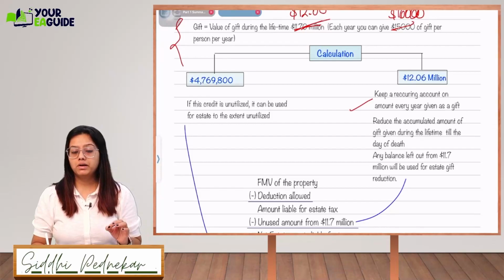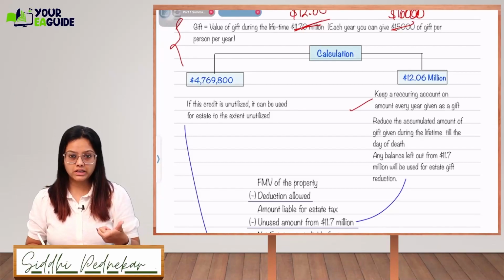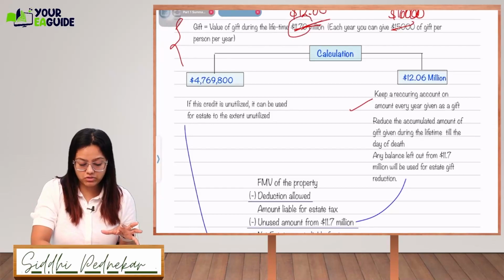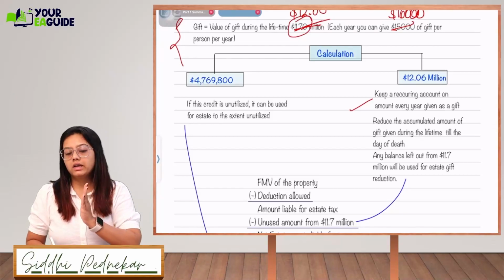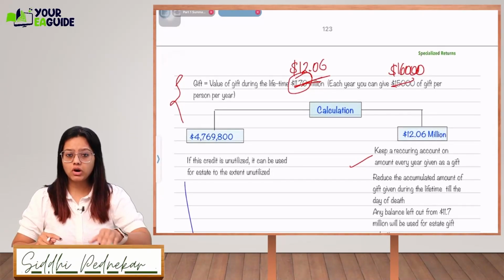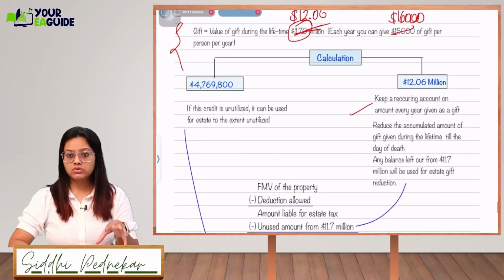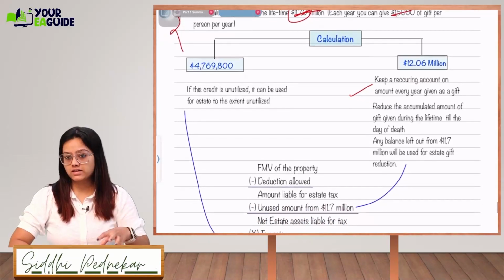Keep a recurring account on the amount. The amount is not going to increase, but yeah, it will increase. Let's say previous year it was 11.7, now current year it increased to 12.6. So whatever is the difference between these two, you are going to include it. Keep a recurring account on the amount given as a gift every year.